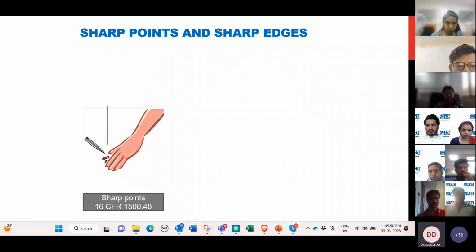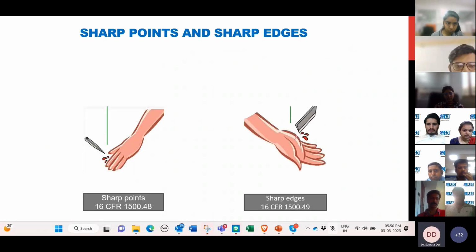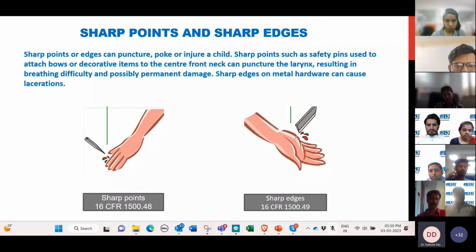Now, another very interesting point of any kind of product is sharp points and sharp edges. There are regulations for that, like the Code of Federal Regulations. 16 CFR 1500.48 regulates sharp points, how the testing should be carried out, or the sharp edges, 16 CFR 1500.49. And why are these sharp points important here? Because these sharp points or edges can puncture, poke, or injure a child.